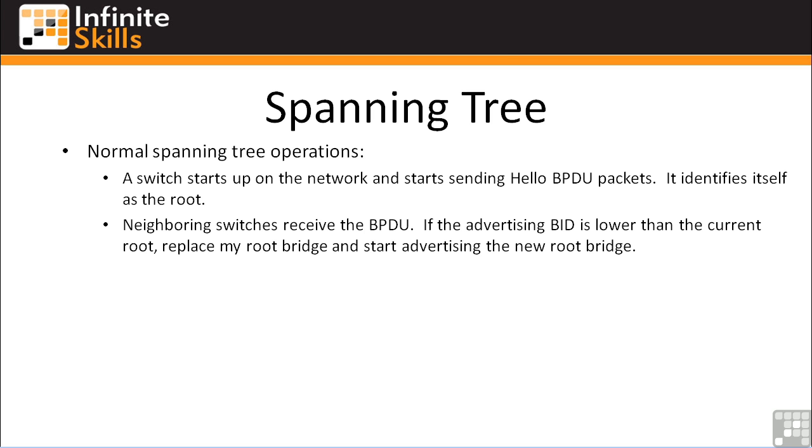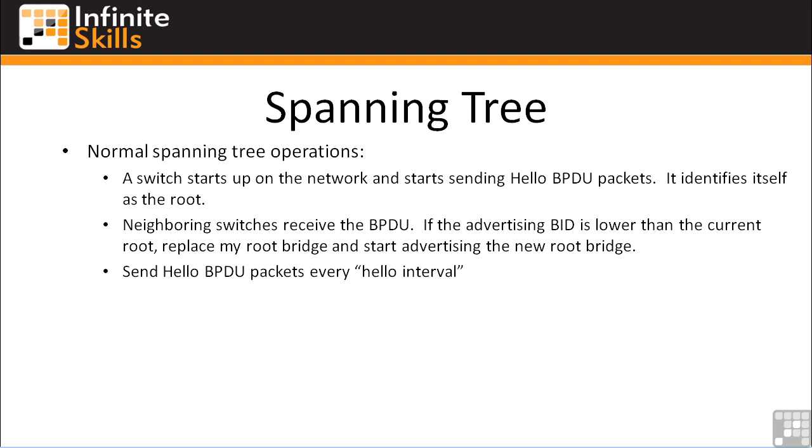If the advertising bridge ID is lower than the current root, replace my root bridge ID and start advertising the new root bridge. So if this switch comes on the network, and it is an older switch, or it's got a lower priority, or it wins the election to be the root bridge, then the neighboring switches will send that new root bridge information out to the rest of the network. You can see that pretty quickly, if a new root bridge comes on the network, within just a few seconds, all of the switches on the network know about it.